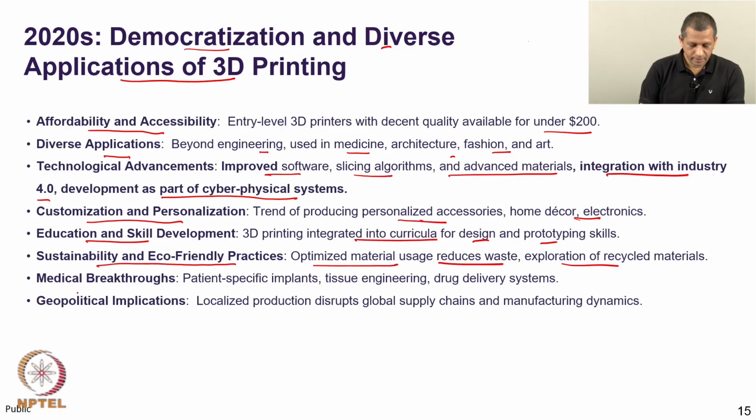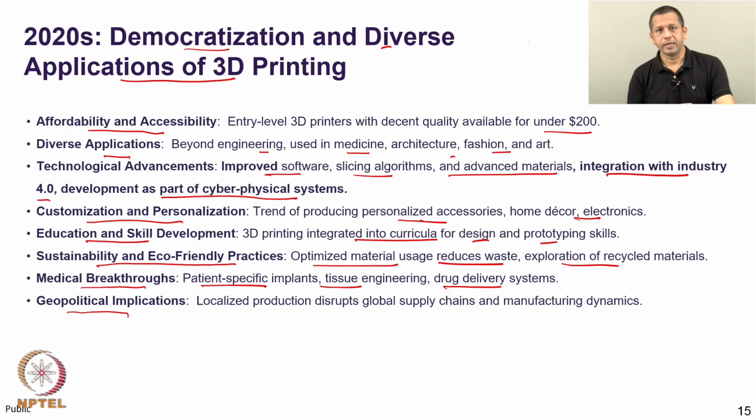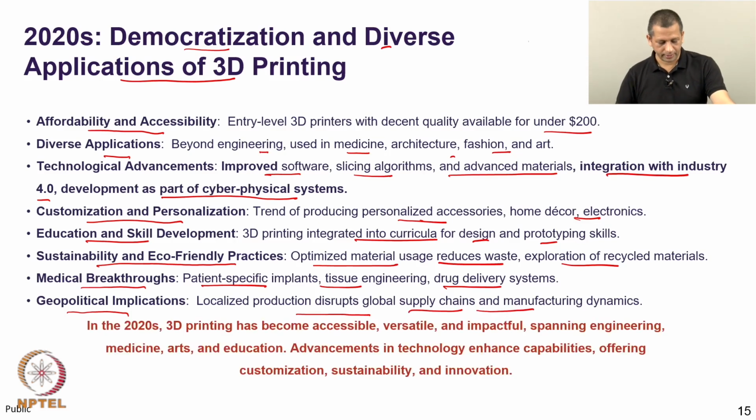There have been significant medical breakthroughs because of additive manufacturing. For example, one can print patient-specific implants. Tissues can be printed and drug delivery systems can be printed, which were not possible earlier. There have been significant geopolitical implications also because of patent expiration and reduction of cost of additive manufacturing. Localized production has disrupted global supply chains and it has changed the manufacturing dynamics significantly.